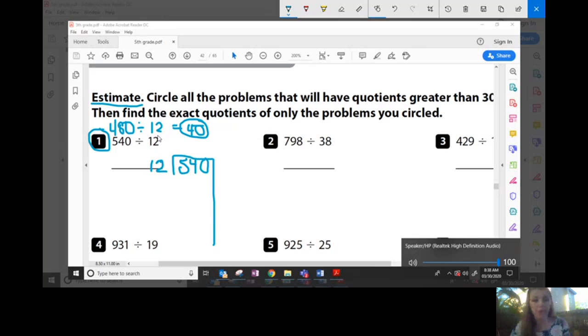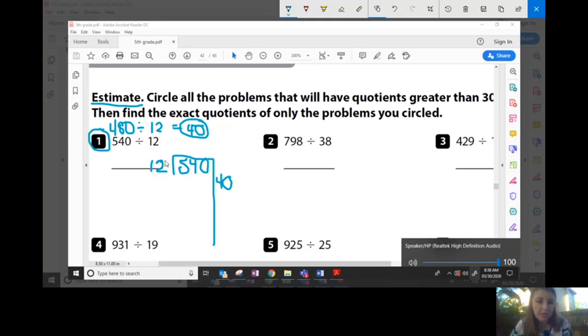So now I'm going to divide the real problem to see what my actual quotient is. So I'm going to think 12 times what will get me closest to 540? Well, I already did all this mental math up here. I know that 12 times 4 is 48. So 12 times 40 would be 480. So I'm going to do 40 as the first number I'm going to multiply 12 with to get close to 480.